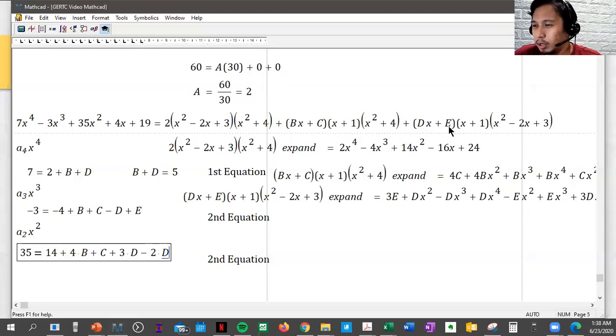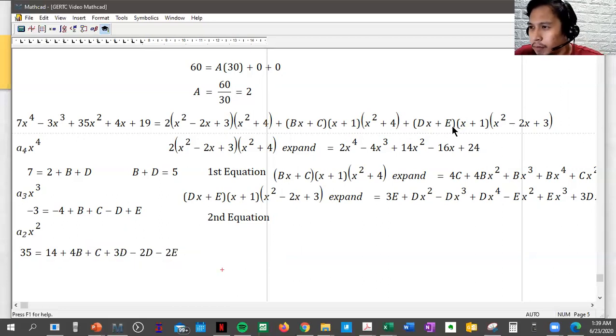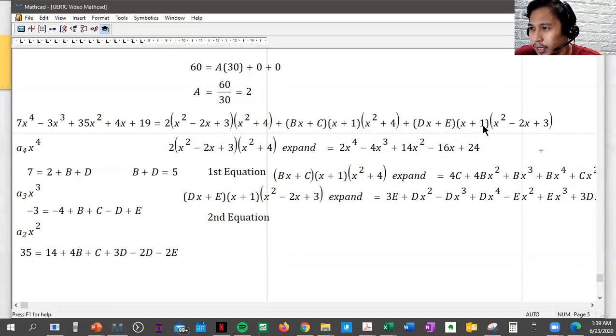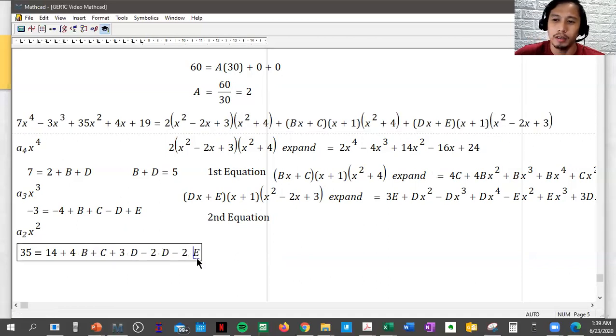No? Dito naman, e times x times negative 2x. Again, we have to have a quadratic. So e times x times negative 2x. So that's negative 2e. Minus 2e. Okay? Are we done? Let's try. Okay, let's check. E times 1 times x squared. So plus e pa ito. No? Plus e. And I think we're done.